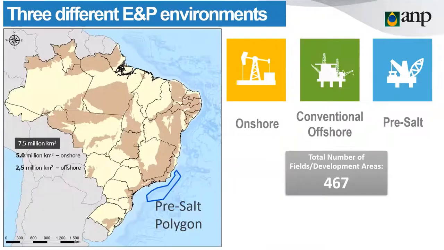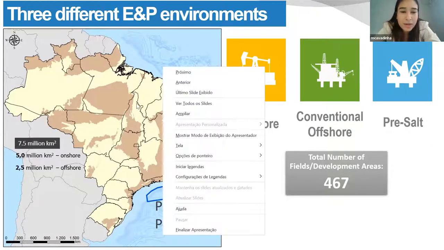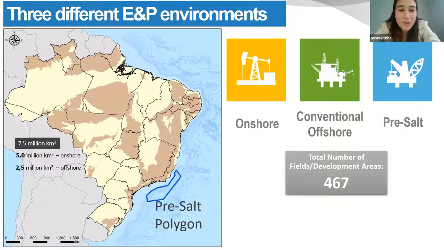So Brazil has three different exploration and production environments. We have the conventional onshore basins, but we also have the conventional offshore, where the production started, and also we have the pre-salt. Here we can see the pre-salt polygon, which is some special areas where the government has started to have production sharing agreement contracts. But we have more than 400 fields and areas in Brazil.